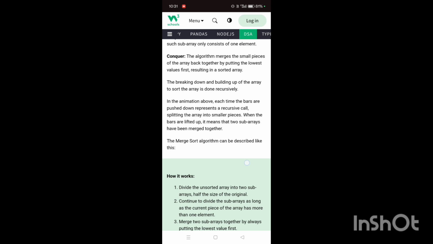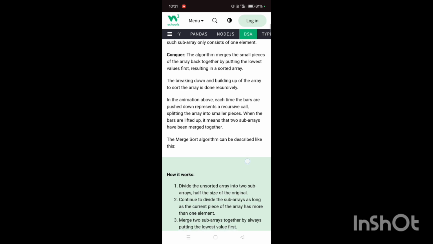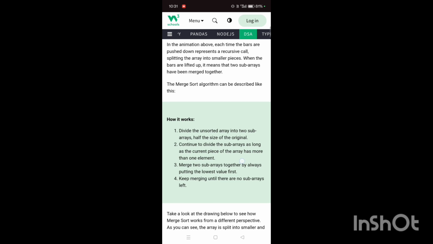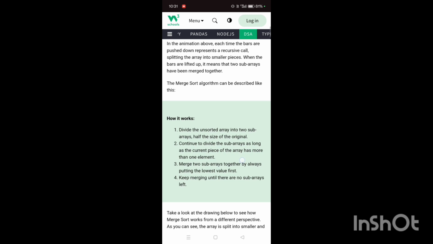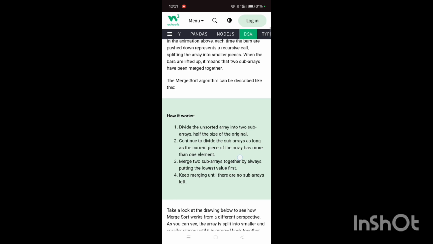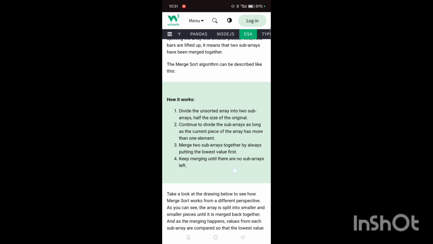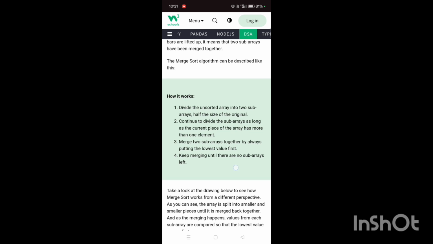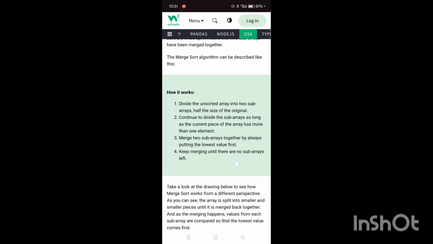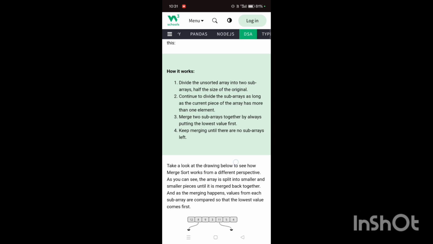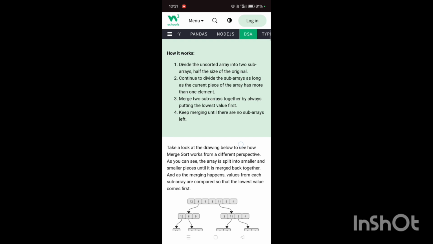The merge sort algorithm can be described like this. How does it work? Divide the unsorted array into two sub-arrays, half the size of the original. Continue dividing the sub-arrays as long as the current piece of the array has more than one element. Merge two sub-arrays together by always putting the lowest value first. Keep merging until there are no sub-arrays left.